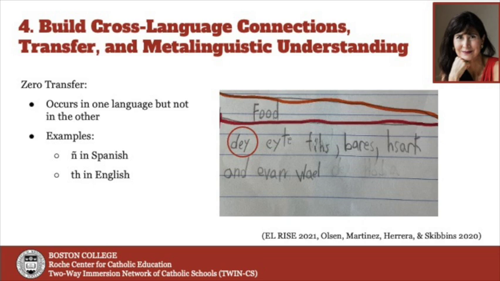And finally, there's the zero transfer. It occurs in one language but not in the other. And here are a couple of examples: the ñ sound in Spanish and the th sound in English.